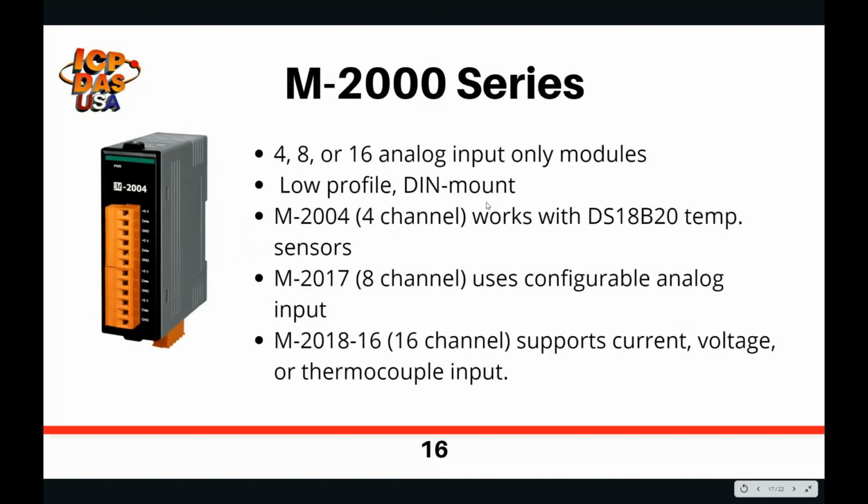The M2000 series is just a couple of modules. They come in 4, 8, or 16 analog input only versions. These are the low-profile DIN mounted cases. The M2004 is the 4-channel option, which works specifically with DS18B20 temperature sensors. The 2017, the 8-channel version, uses configurable analog input. The M2018-16, the 16-channel version, supports current, voltage or thermocouple input. So as you go up, you get more input channels and more options for sensor input.